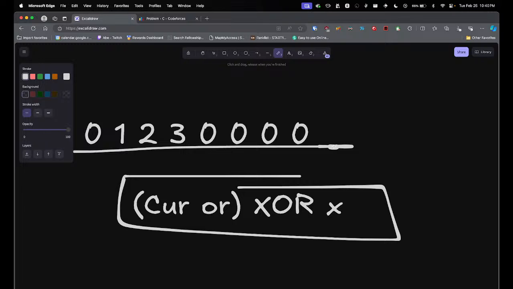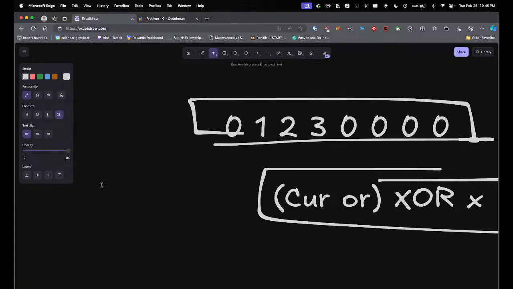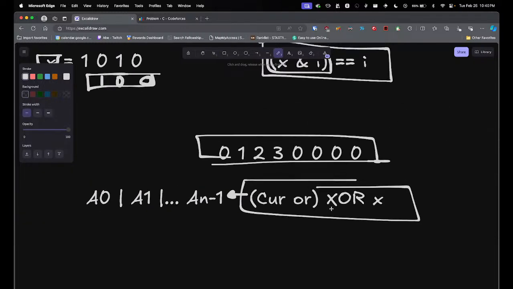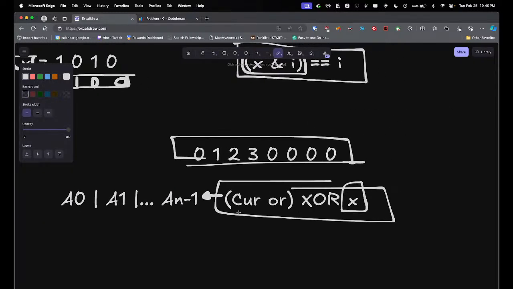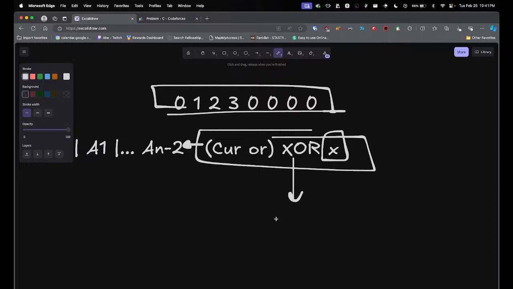Current OR is basically the OR of every single number up to a0 OR a1 OR dot dot dot a of n minus 2. So that is cur OR, and that XOR x gives me the last value. And this value I set to a of n minus 1. That's it, and then I print the array.